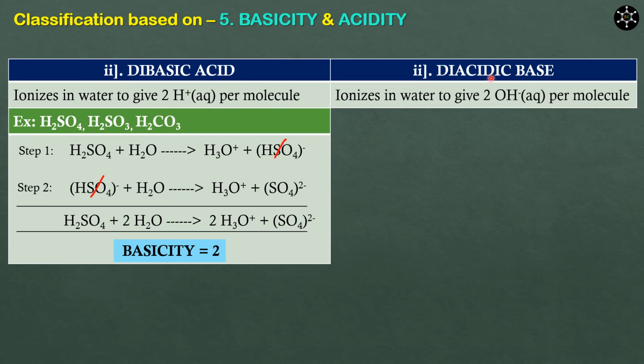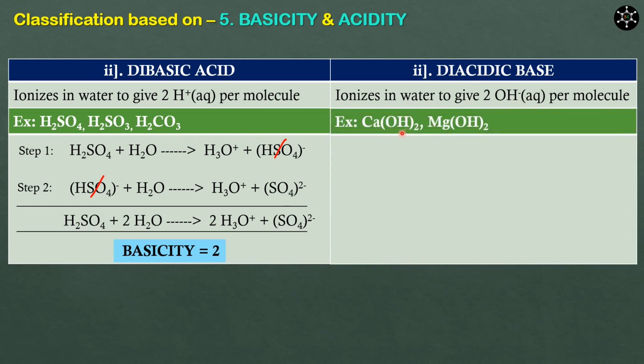Similarly, diacidic base ionizes in water to give 2 hydroxyl ions per molecule. Examples: calcium hydroxide, magnesium hydroxide, etc. Calcium hydroxide is observed to be dissociating in one step, giving 2 hydroxyl ions. So, the acidity of calcium hydroxide is 2. Apart from these water-soluble bases, we also have water-insoluble diacidic bases. Example, zinc hydroxide.